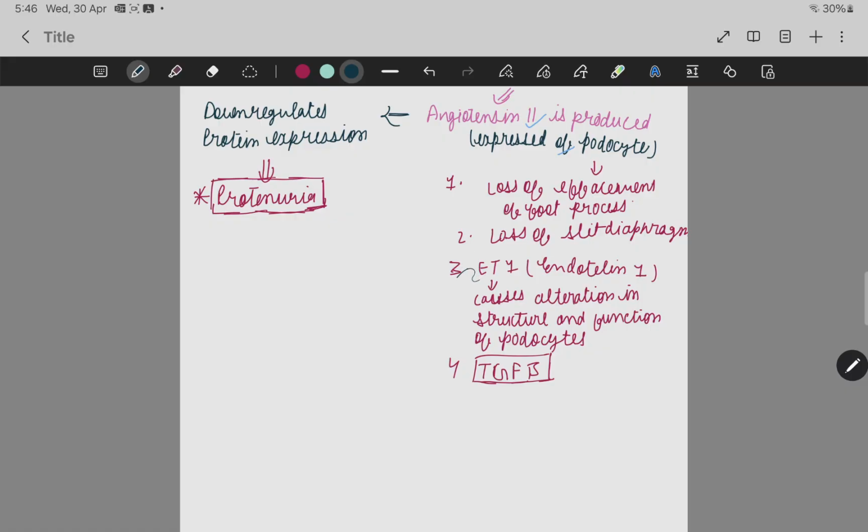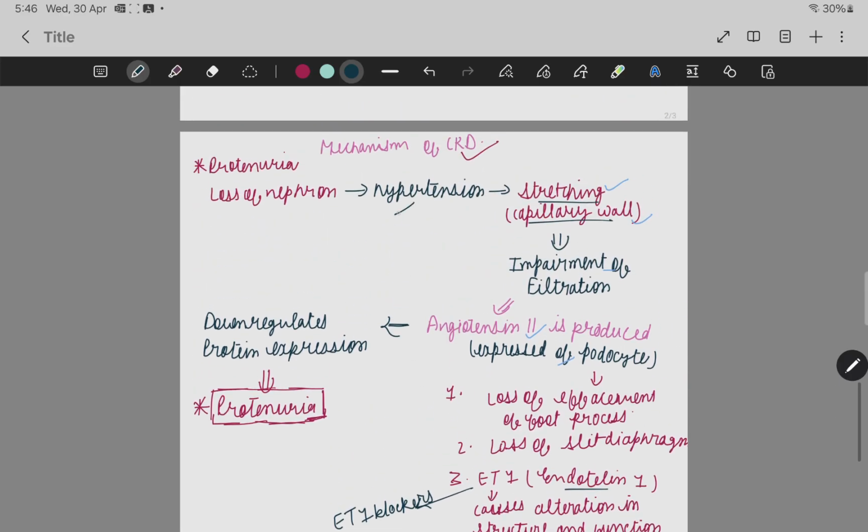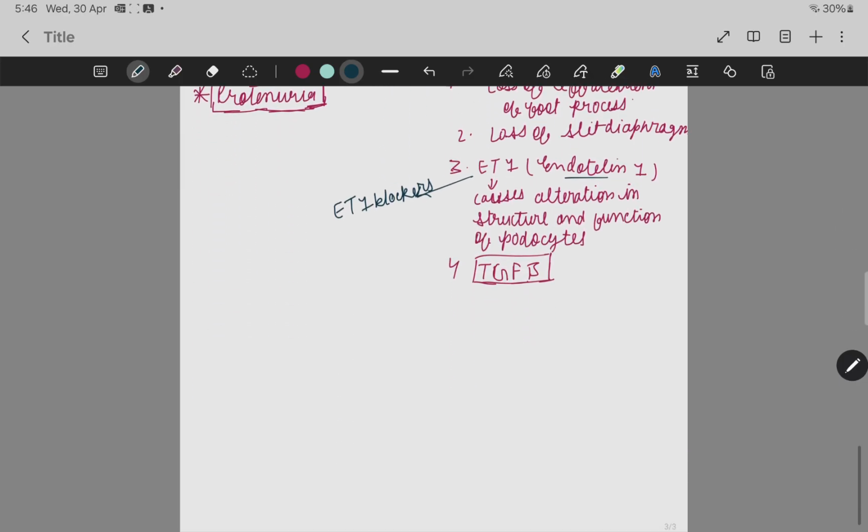To reduce the expression of endothelin 1, we can use ET1 blockers, and for hypertension, to reduce it, we can use calcium channel blockers. About more specific drugs, we will study in the next lecture.